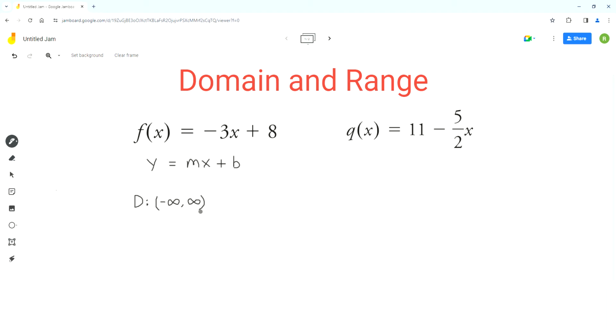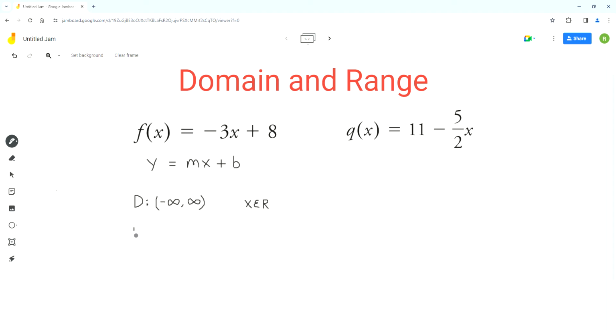This is something you have to keep in mind, that for an inclined straight line with no restrictions, the domain is just negative infinity to positive infinity. And we always use parentheses for negative and positive infinity. Now in the inequality notation, we'll write the domain as just x can be any real number.